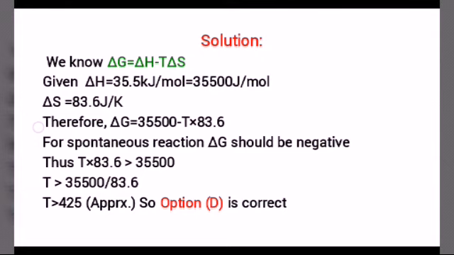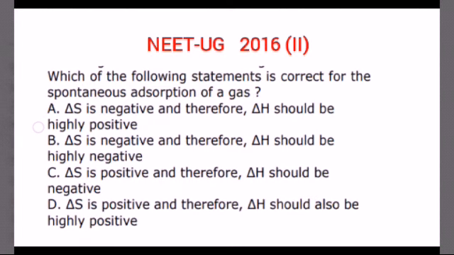So option A was that in which T is greater than 425. It was written by mistake as option D; it is option A. Okay. Now look over the question, look over the solution, that how can we find the solution for a spontaneous process.